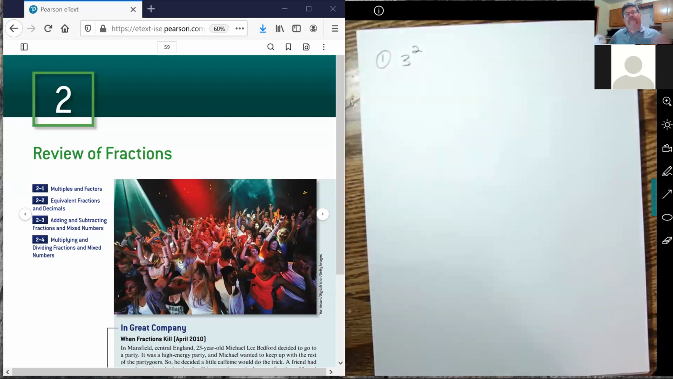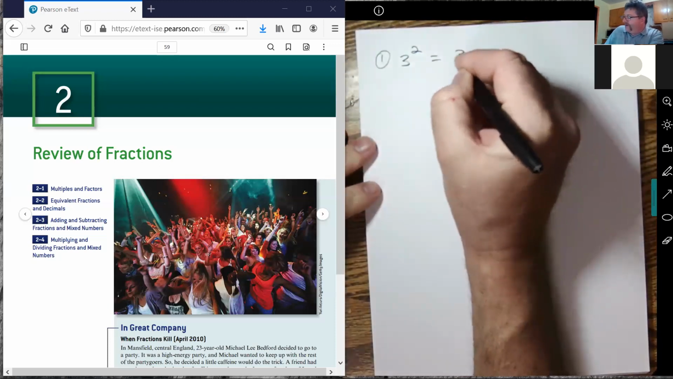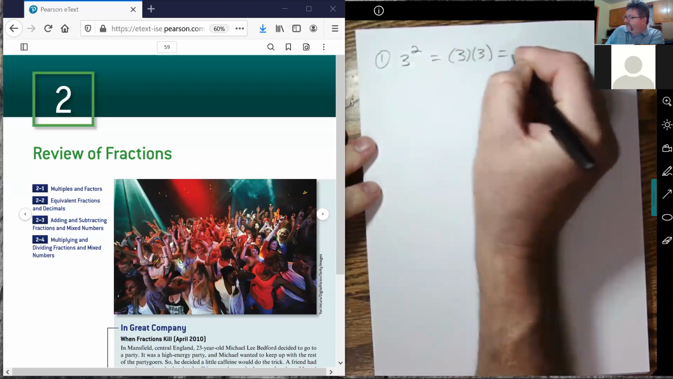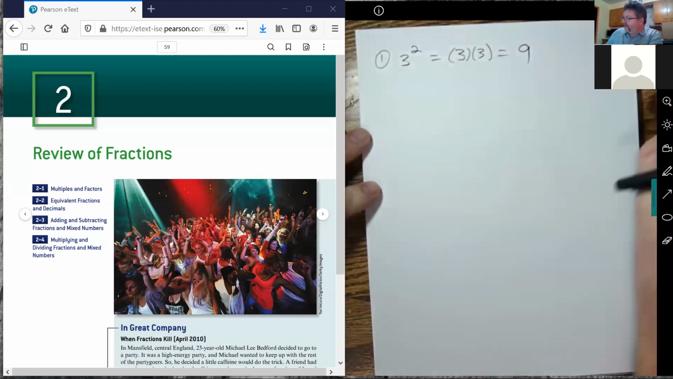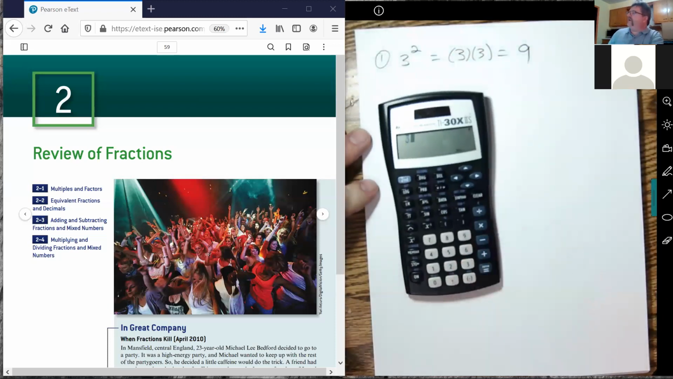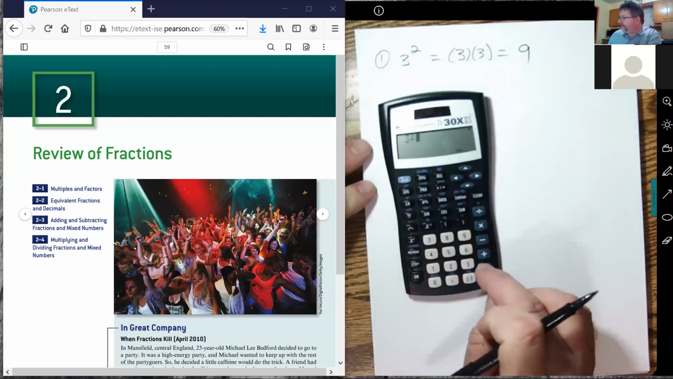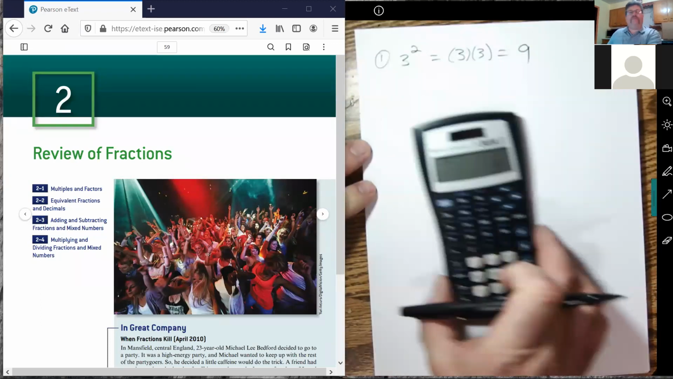We want to write some things in what we call standard notation. Right now, that 3 to the second power is in what's called exponential notation. So we want to do this process called square, or second power. We know what it means. It means 3 times 3. 3 times 3 is 9. We have our X square button, which is a special exponent button on the calculator. So it takes something to the second power, right? All right, there we go.